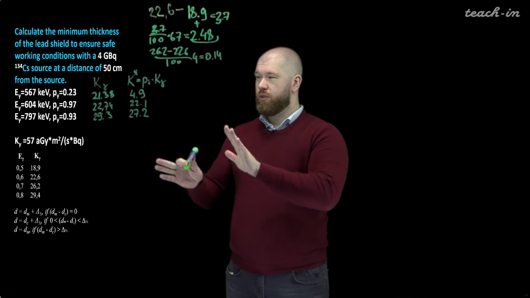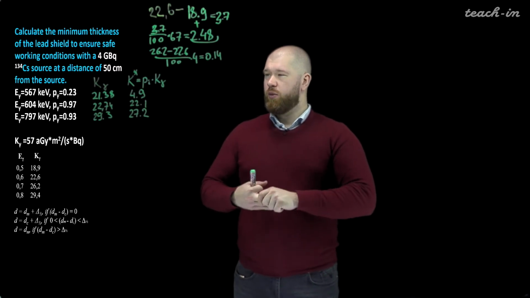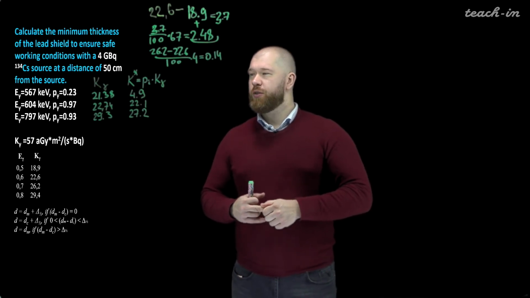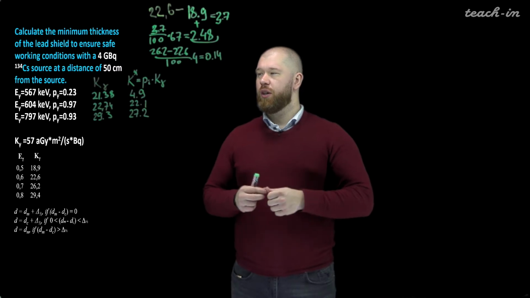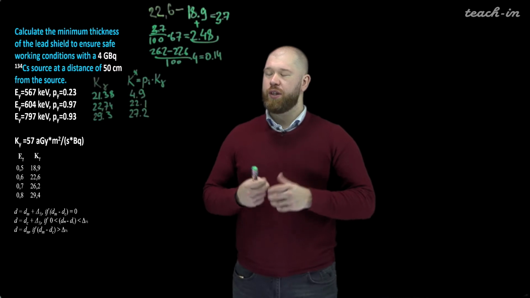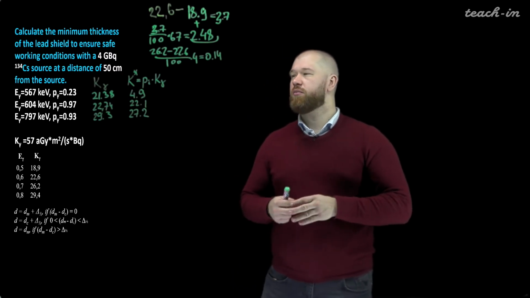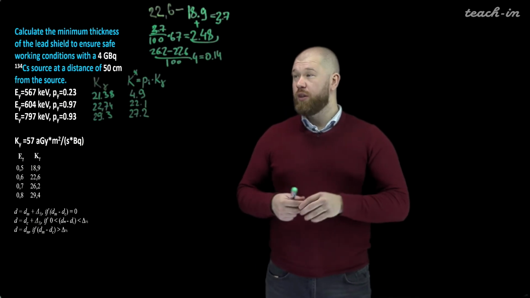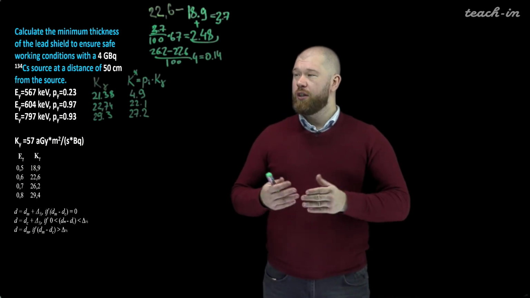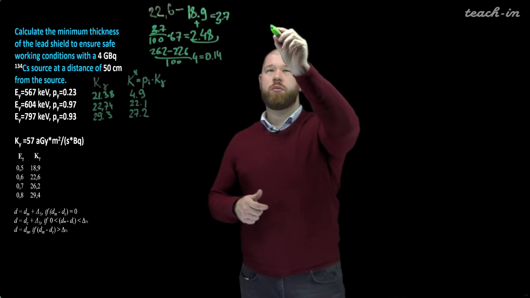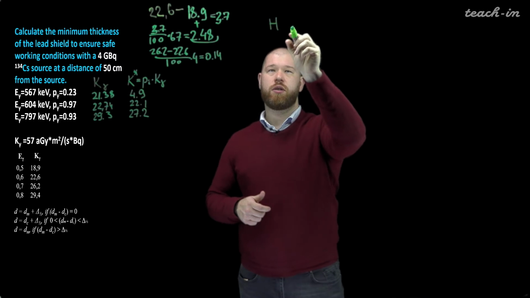So let's keep it like this. Now let's calculate the attenuation factor. By how many times we have to reduce the dose that is created by our source of ionizing radiation at a distance of 50 centimeters.